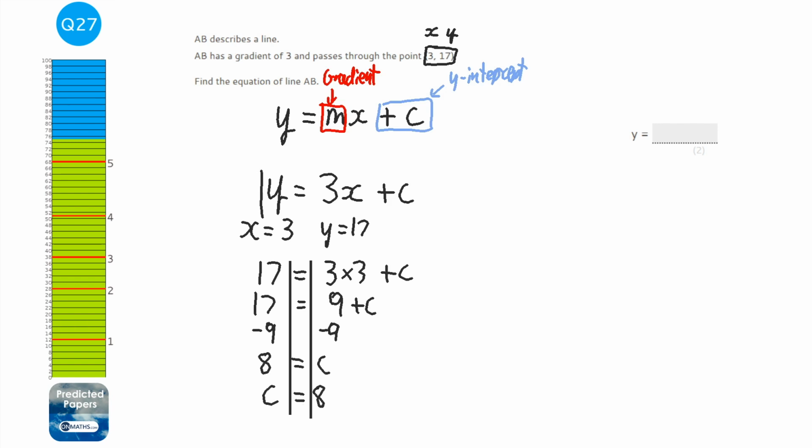So looking back at this formula we had earlier, we had m but we didn't have c. Well, we now have c, which is 8. So it's y equals 3x plus 8. And you can check that by putting in the values of 3 as x and see whether you get 17. 3 times 3 is 9. 9 plus 8 is 17.